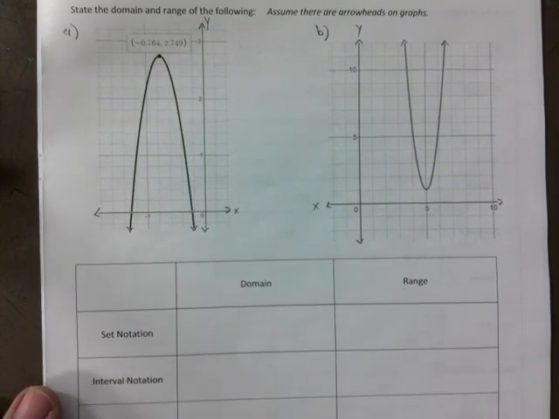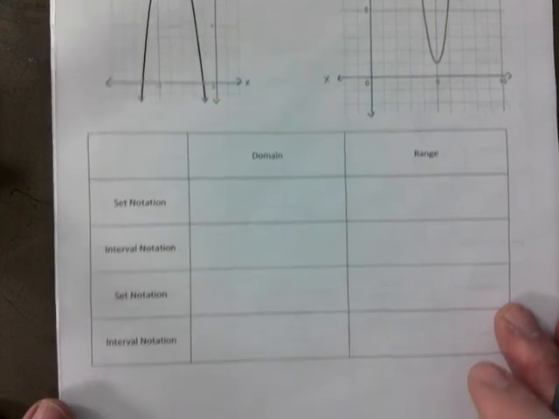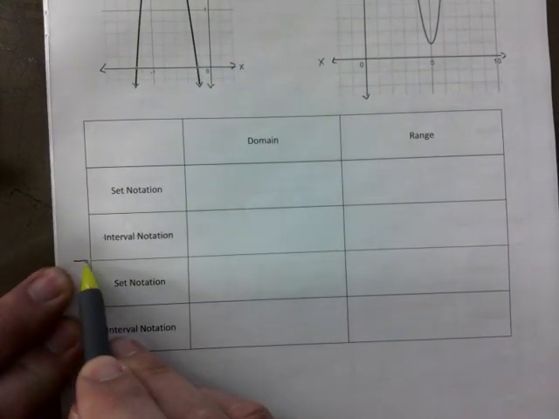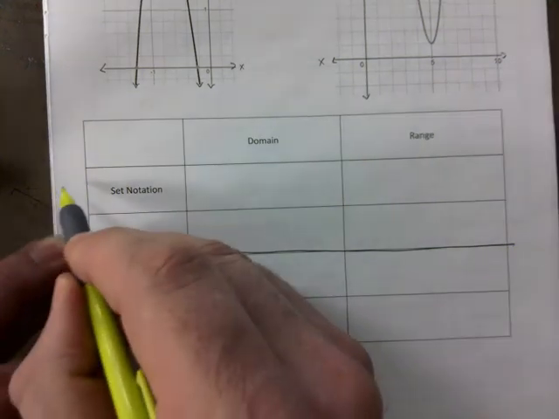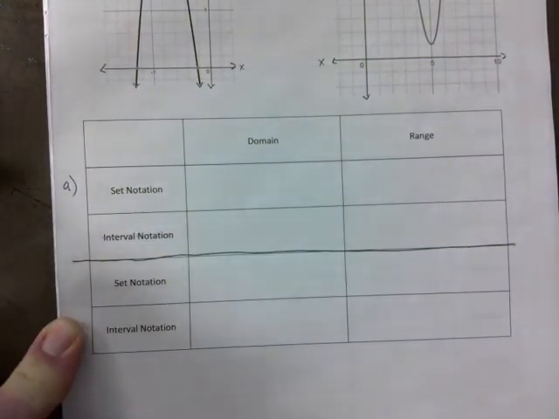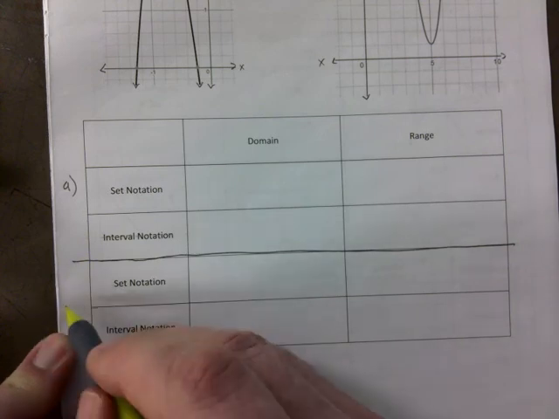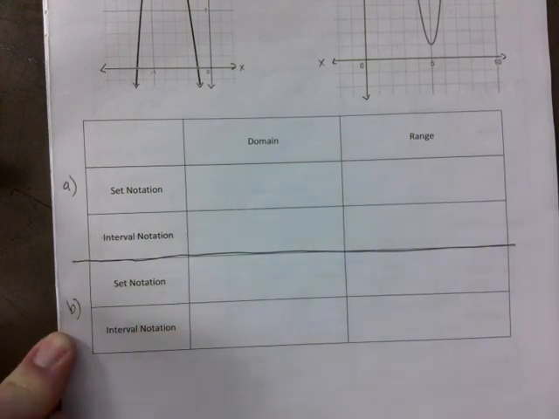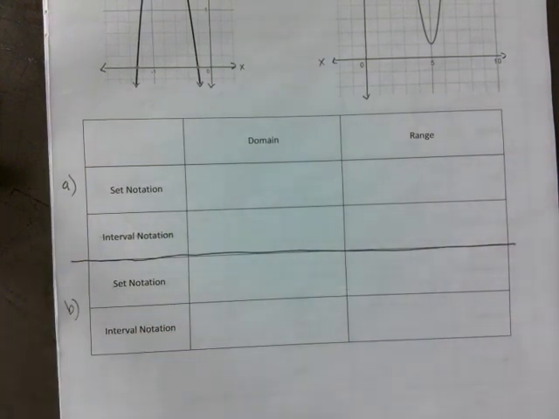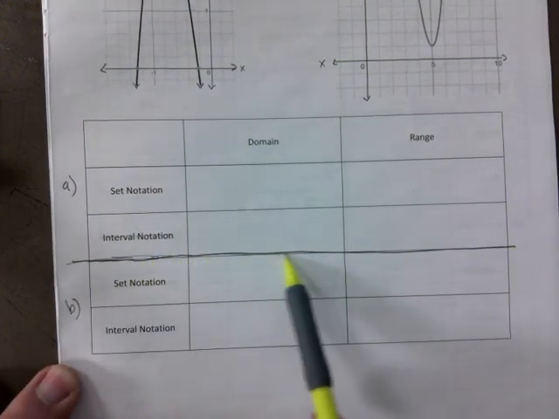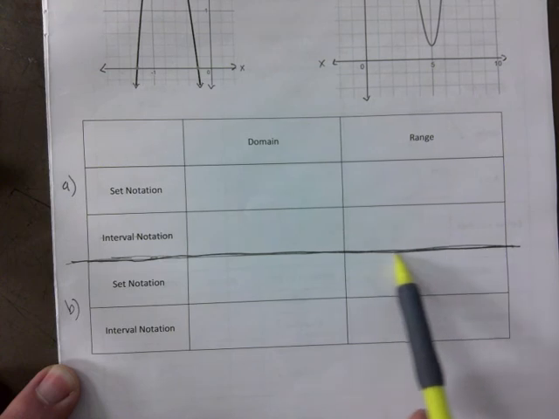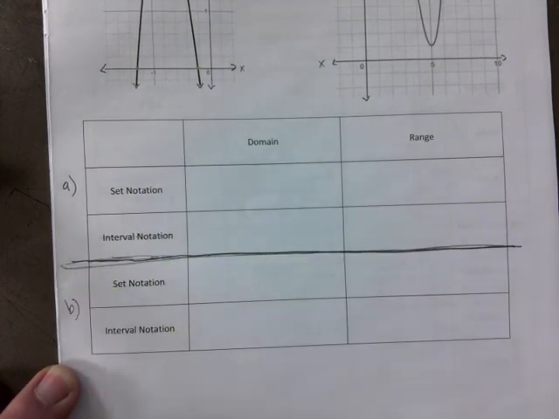So both graphs are there. If you want to see it this way, the top part is going to pertain to graph A, and the bottom part is going to pertain to that second graph. Okay, so just make sure you make some kind of division there to make that clear.